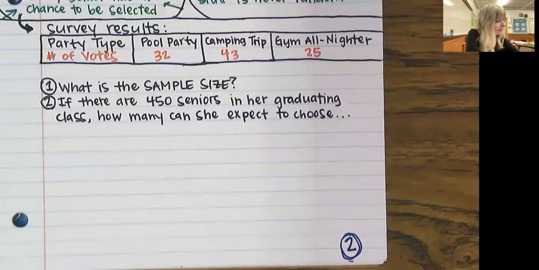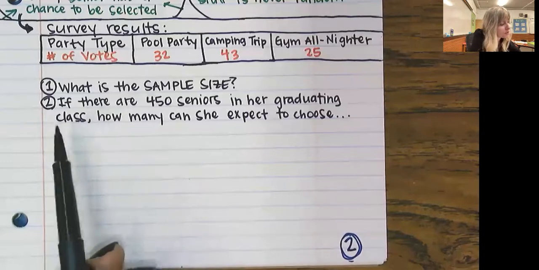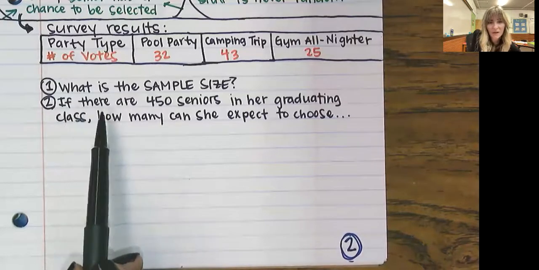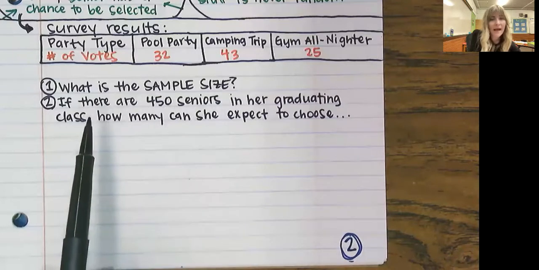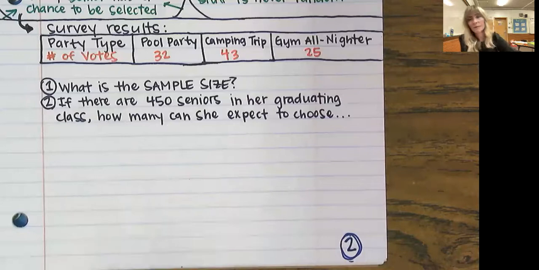Okay, question number 1 is, what is the sample size? So first, just write that down. Question number 2, I started it for you. It says, if there are 450 seniors in her graduating class, how many can she expect to choose? And I'm going to write more in a minute.